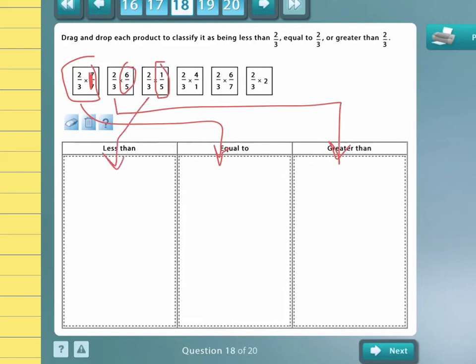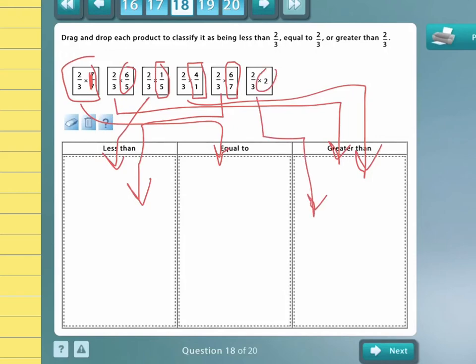It goes there. This one's going to be greater than 2/3 because you're multiplying by 4 wholes, which is greater than 1. So that's going to go there. Multiplying by 6/7 is less than 1, so the product's going to be less than 1. And multiplying by 2 wholes, which is greater than 1, the product's going to go there. It's going to be greater than 2/3.